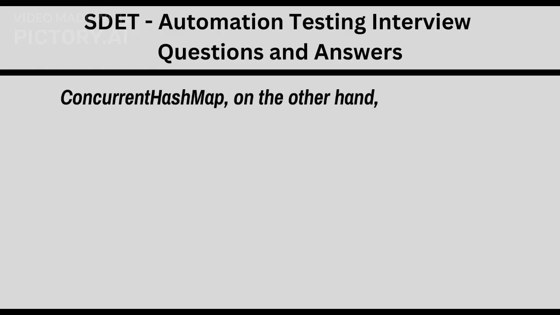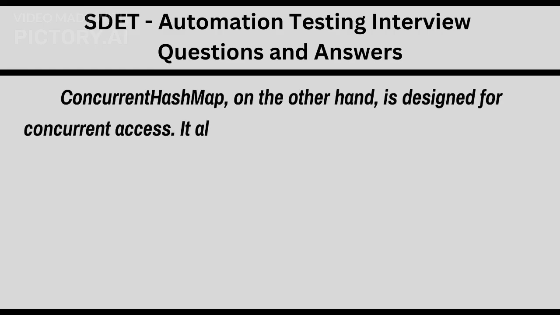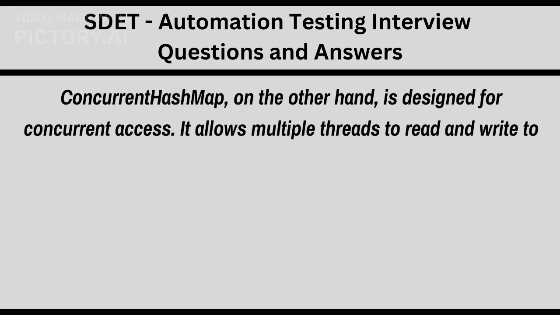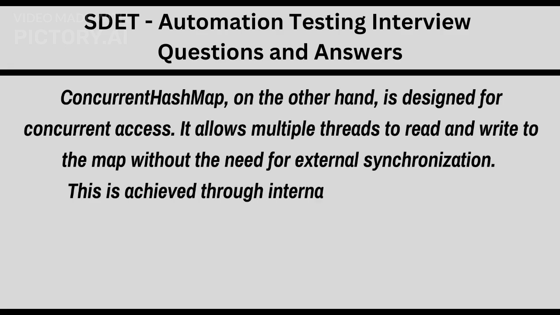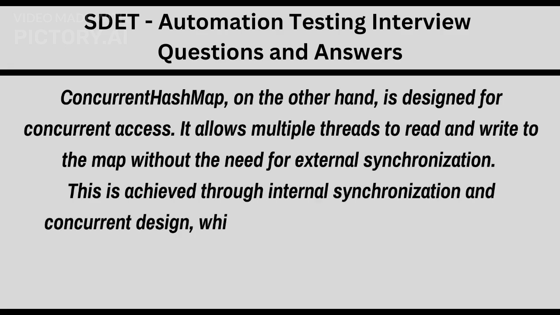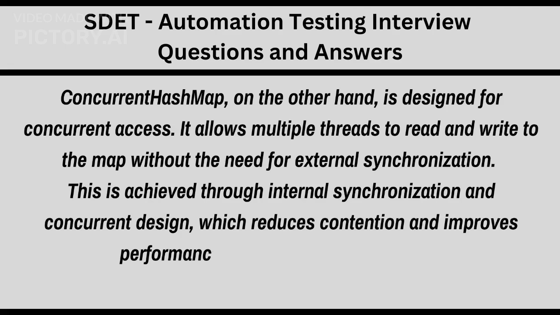ConcurrentHashMap, on the other hand, is designed for concurrent access. It allows multiple threads to read and write to the map without the need for external synchronization. This is achieved through internal synchronization and concurrent design, which reduces contention and improves performance in multi-threaded scenarios.